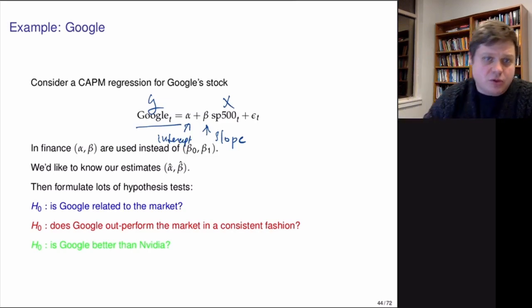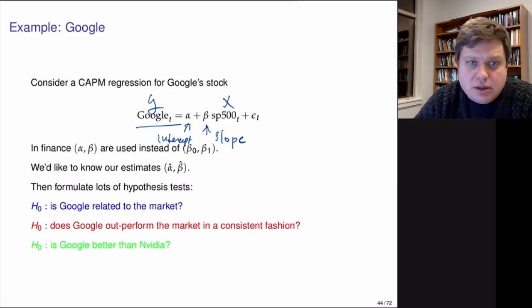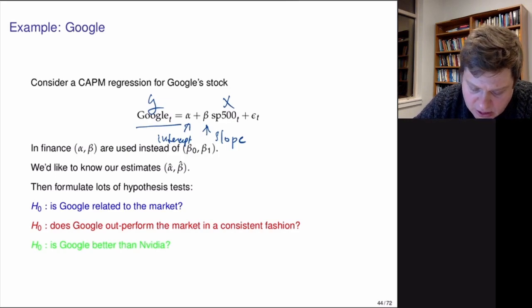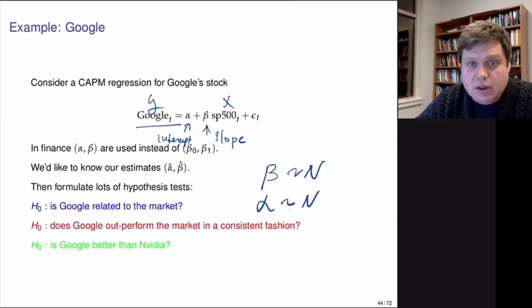As I mentioned before, alpha and beta are used in finance instead of beta 0 and beta 1. We would like to know the estimates of those values, so we're going to call them alpha hat and beta hat. Then we will try to do some hypothesis testing, because you remember that beta, the slope, follows a normal distribution. And actually so does alpha. Once we know that something follows a normal distribution, we can calculate confidence intervals about those values, or we can do some hypothesis testing.